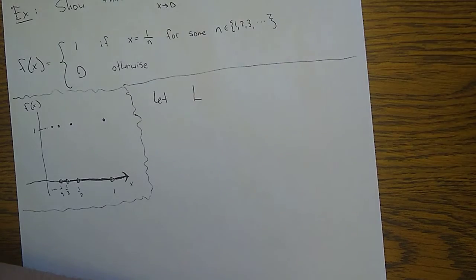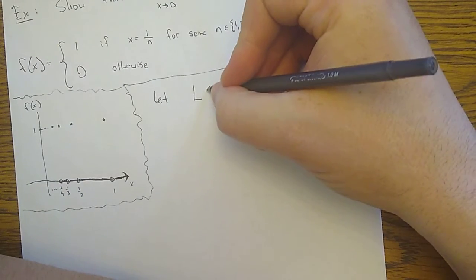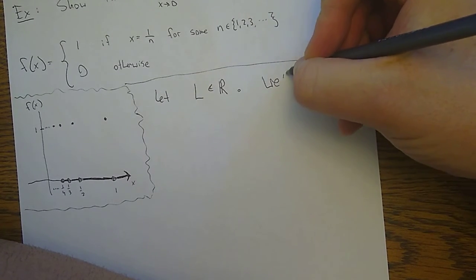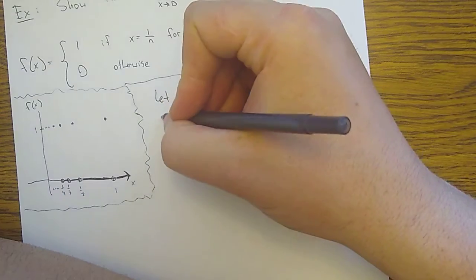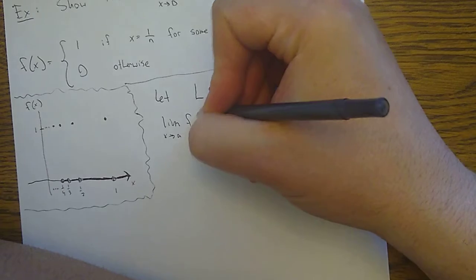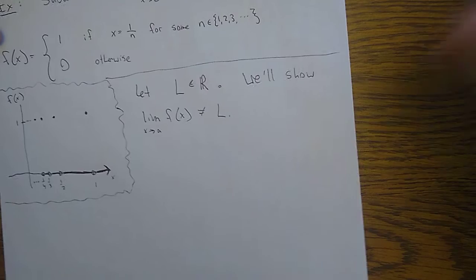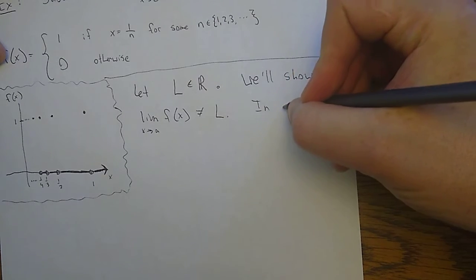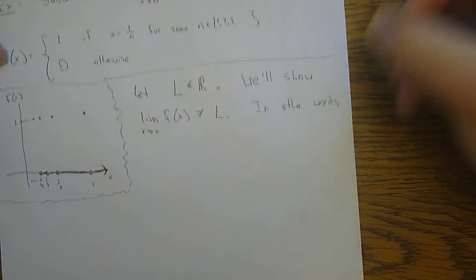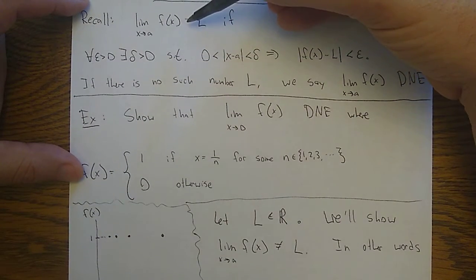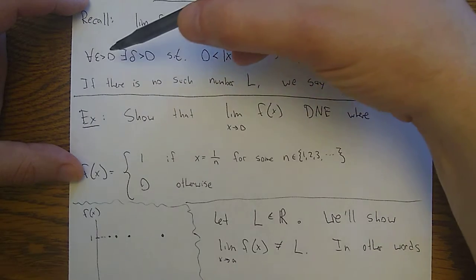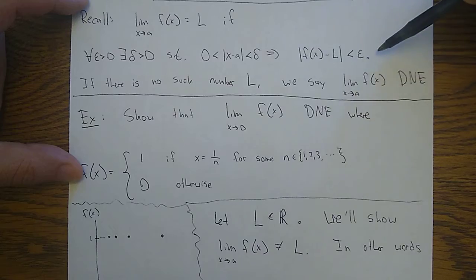I need to show that the limit isn't anything. So I'm going to say let L be any real number, and then I'm going to show that the limit is not L. That's what we'll show. So, in other words, I'm negating this. I'm saying the limit is not L. In other words, I'm negating this statement.